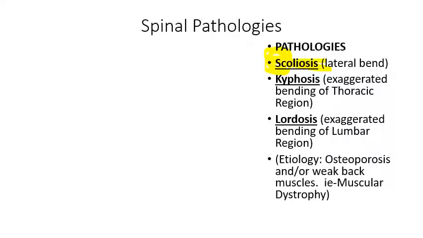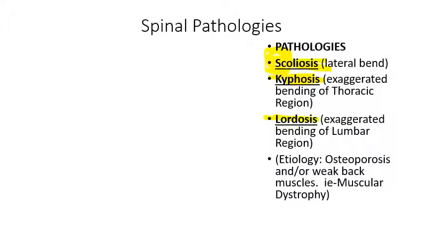All right. Kyphosis is an exaggerated bend of the thoracic vertebrae, which is a convex bend to begin with. So it's basically a hunchback. The hunchback of Notre Dame had kyphosis. And then lordosis is where the lumbar curvature is exaggerated, right?